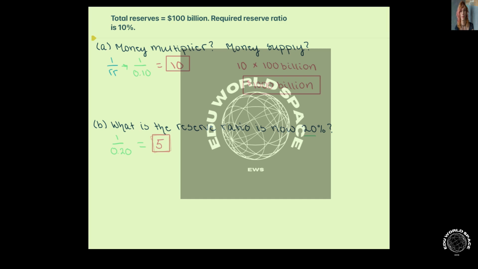And for the money supply, we're going to do the same thing as before. Take that money multiplier of 5, multiply it by our total reserves of 100 billion, and that gives us a new money supply, which is equal to $500 billion.